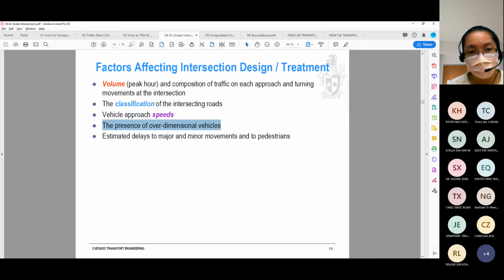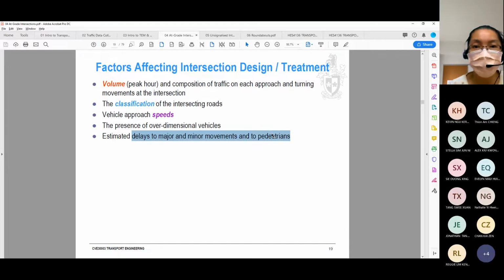The presence of over-dimensional vehicles. This would be in terms of capacity, but also in terms of safety. Estimated delays to major and minor movements and to pedestrians. So this is related to capacity. All right. So it's always revolving around those two: capacity, safety.